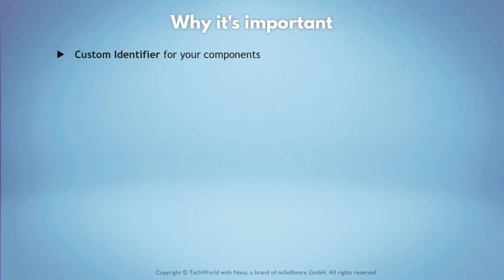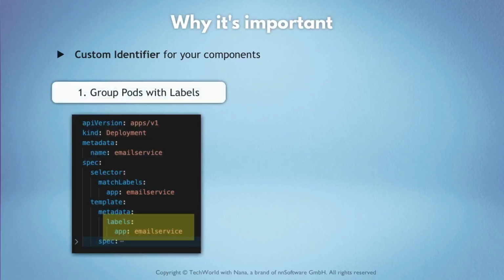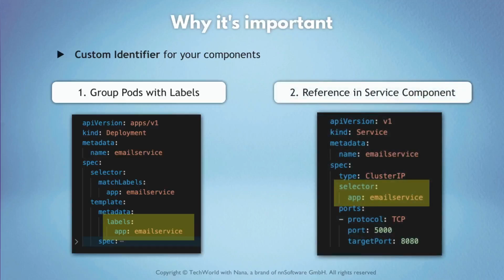The use case that we saw here was using labels to group pods based on the application they belong to and then referencing them in the service component. But as I said, it's a good practice to label other resources, not just pods.